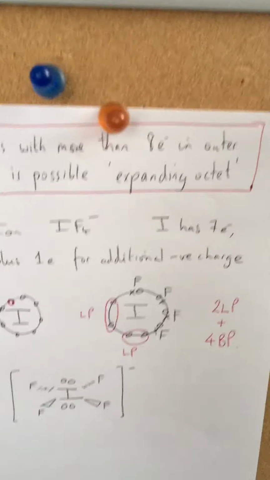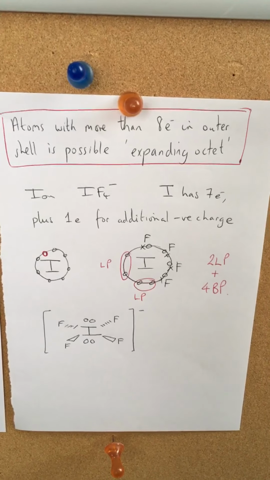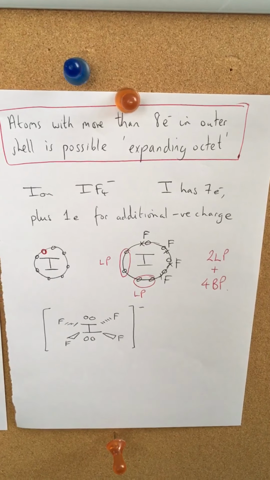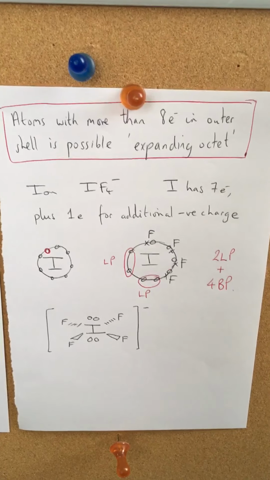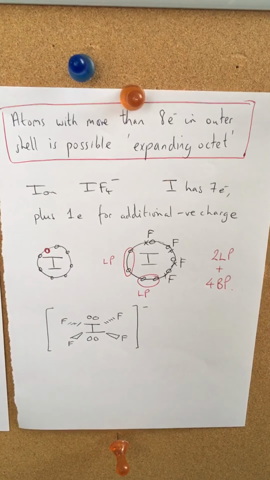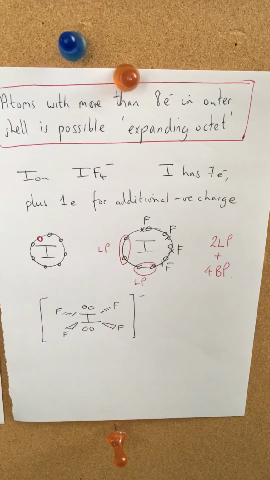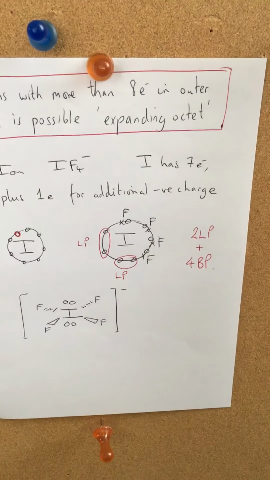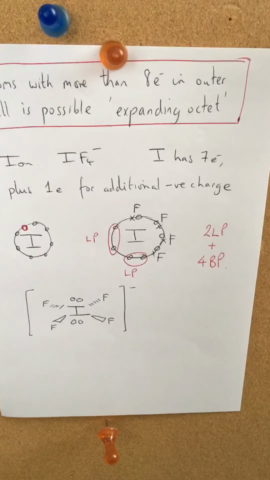The last one is a bit more complicated. This is IF4-. This is an atom with more than 8 electrons in its outer shell. It's possible, and this is called expanding the octet. So, the IF4- ion: iodine has 7 electrons because it's in group 7, plus 1 electron because of the negative charge. So space these 7 electrons around the atom and add the extra electron there. I've put it in red for the new electron.